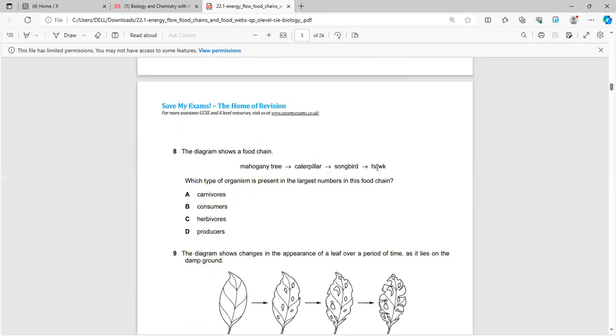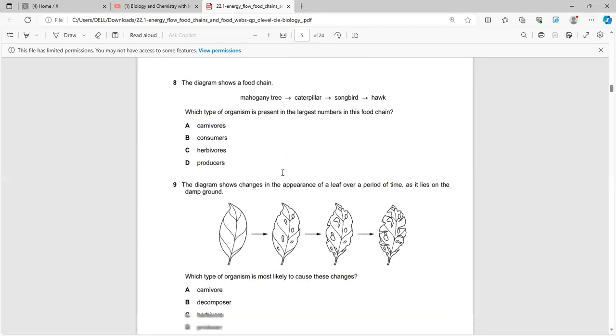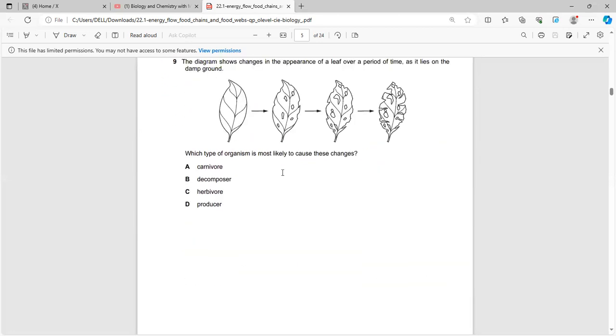Now, in question number eight, which type of organism is in the largest number? The producers are always in the largest number. So the mountain tree. Now, in question number 9, you can clearly see the decomposition of a leaf as time passes. So this is the function of a decomposer.